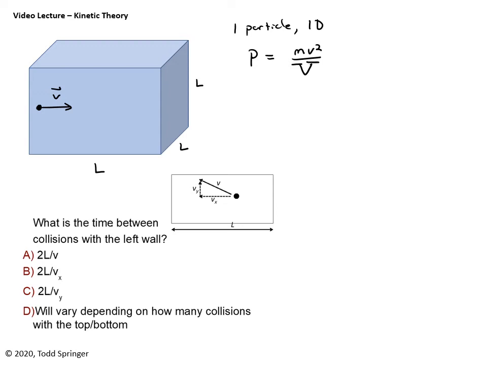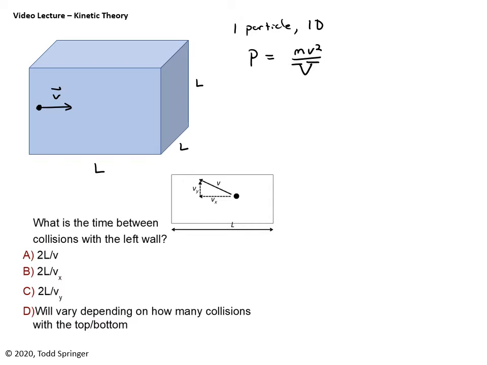Okay, so we've done our simple example of one particle moving in one dimension, and we figured out that the pressure that it exerts was mv squared over capital V. That's the volume of the box. So now let's allow it to move in more than one dimension.